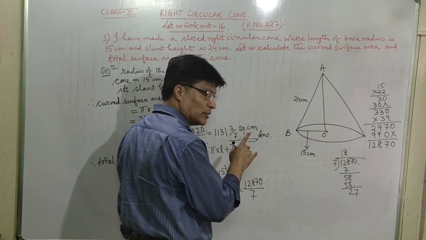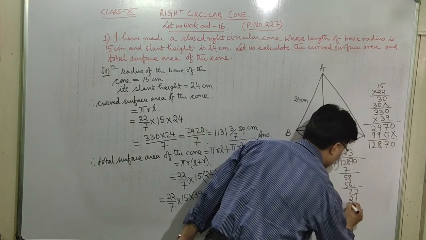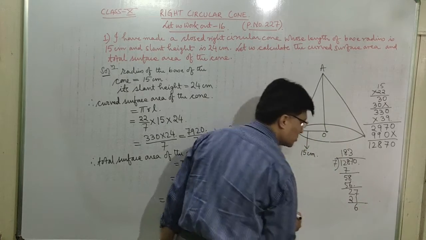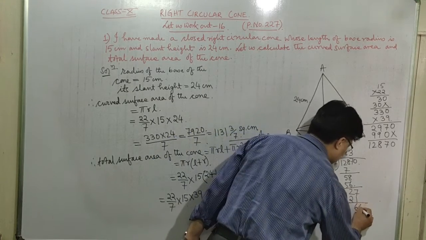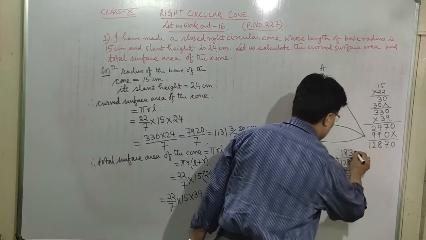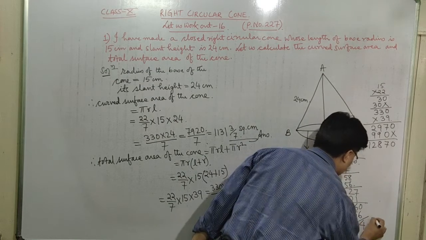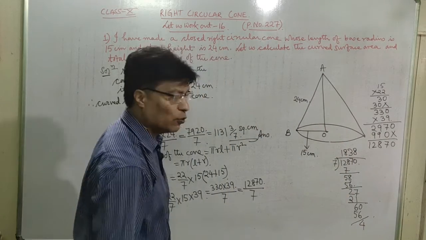7 threes are 21, 7 fours are 28. That means 7 threes are 21. So it is 7 minus 1 is 6, then 60. Now 7 eights are 56. If you subtract it, you will get 4.